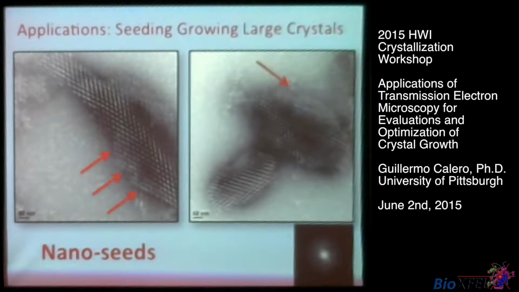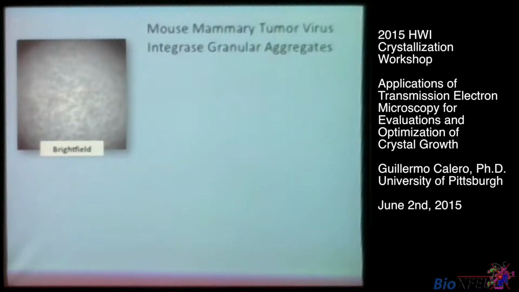Now I'm going to talk about another application, which is seeding, and this is to grow large crystals. Oh, sorry, this is the one that was missing.